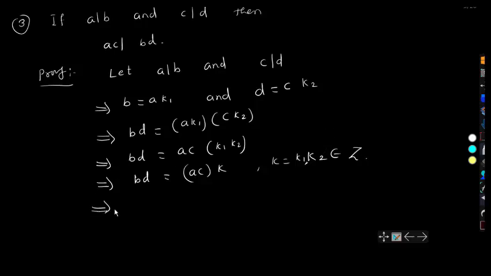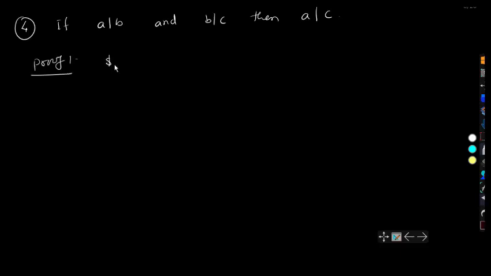What does this imply? BD is a multiple of AC. So AC divides BD. This completes the third part. Let us see the fourth part. Fourth part is, if A divides B and B divides C, then A must divide C. So proof. Let A divides B and B divides C.